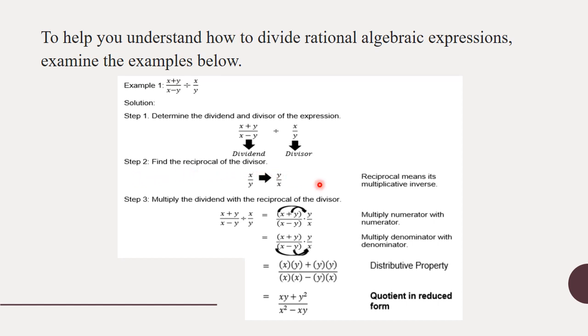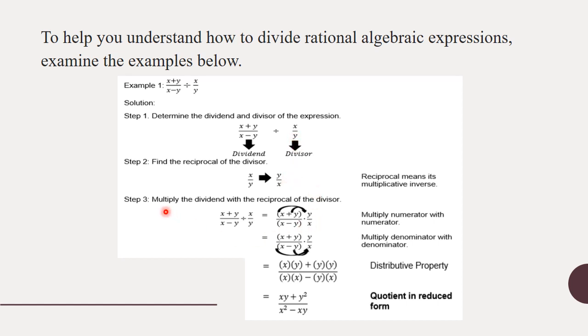Step 2, find the reciprocal of the divisor. Sorry for what I said earlier. It's not the dividend, but the divisor that we're going to take the reciprocal of, or find the multiplicative inverse. Reciprocal means multiplicative inverse. So you're going to reverse the divisor. From x all over y, that becomes y all over x.